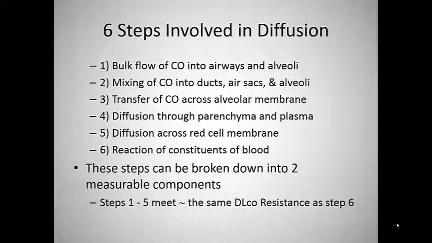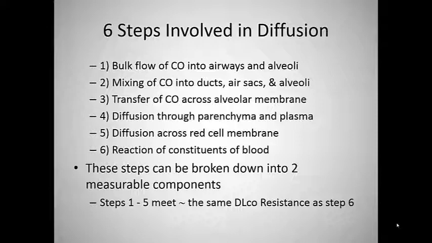There's the actual mixing of the CO in the ducts, the air sacs, and the alveoli. There's the transfer of the carbon monoxide across the alveolar membrane. There's the actual diffusion through the parenchyma and the plasma itself. Then there's the diffusion across the red cell membrane. Reactions of constituents of the blood itself.